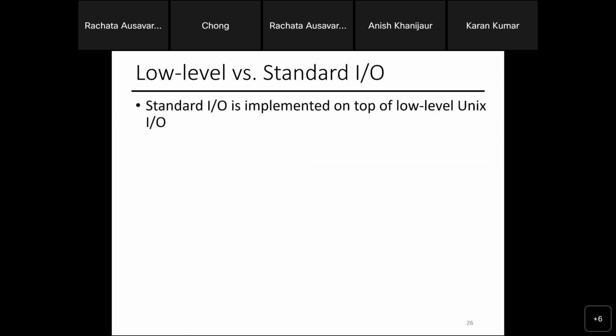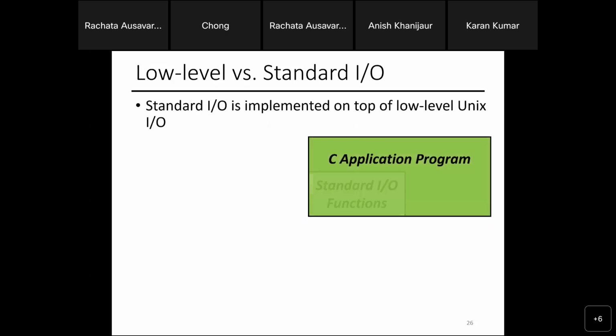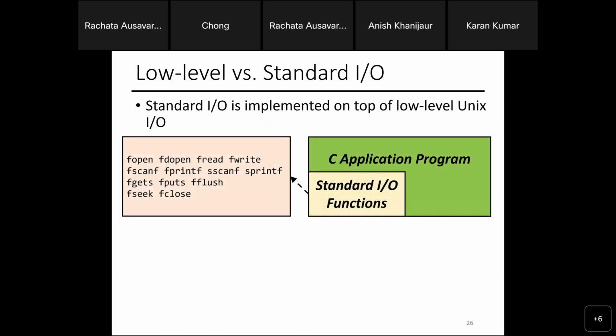Now, the standard IO is implemented on top of the low-level Unix IO. Right? So we have a C application program running. You have standard IO function, your old friend like printf, scanf, right? These are what you use so far. Those are the functions you can call easily from stdio.h, right? I can do fopen, fscanf, fgets, right?